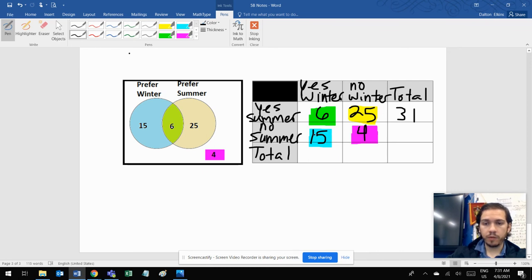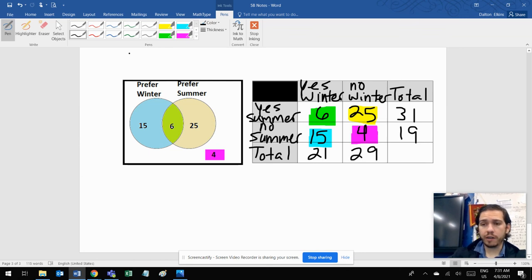Next, we have the people who don't like summer but do like winter, and the people who don't like summer but also don't like winter. And there are 19 total people. 15 plus 4. Okay, and now I'm just going to add vertically. So 6 plus 15 is 21. 25 plus 4, which is 29.